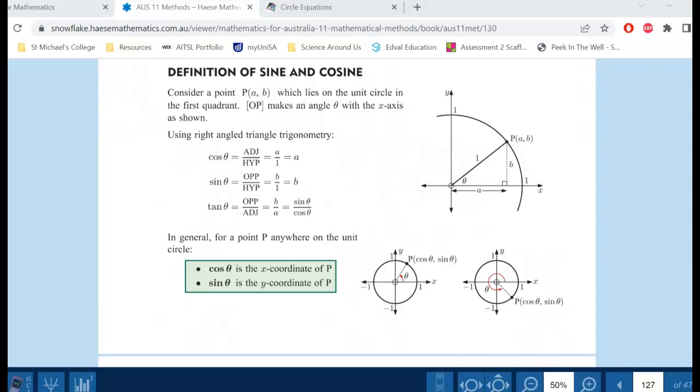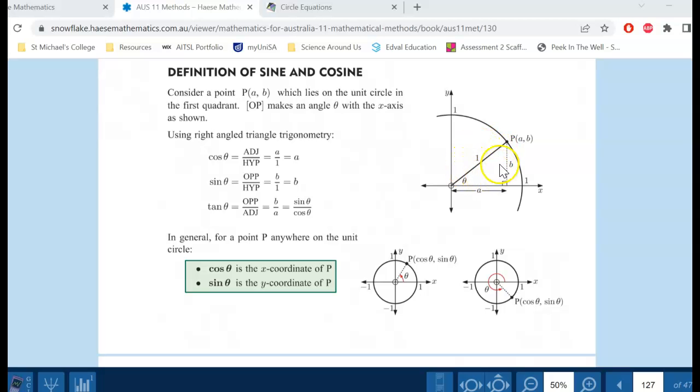Let's see how the sine and cosine functions are related to the unit circle. So here we have quadrant 1 of the unit circle. You can see that we have chosen a point that lies on the circumference of the circle, and we're going to call that point P. And the coordinates of that point P are A, B. So the x coordinate is A and the y coordinate is B.